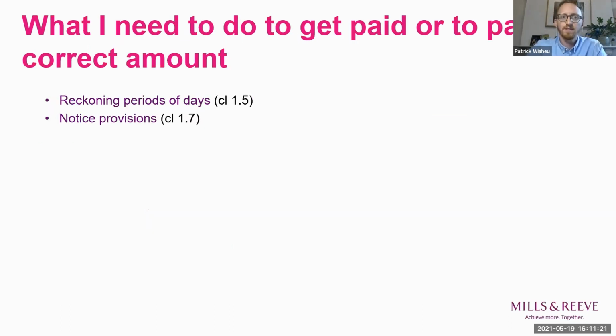So moving on to the paperwork side of things, on what you need to do to get paid or to pay the correct amount, there's 2 housekeeping points just to raise before we delve into the specifics for interim payments and final payments. Those are 1, reckoning periods of days, and 2, notice provisions.